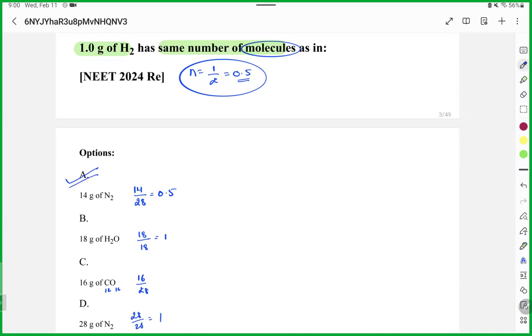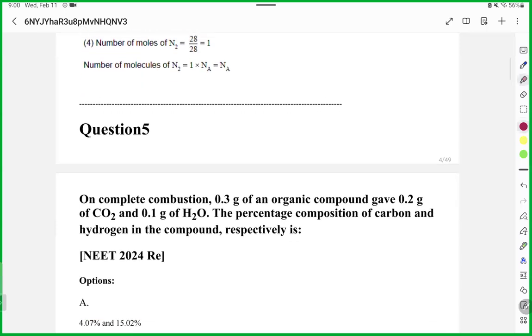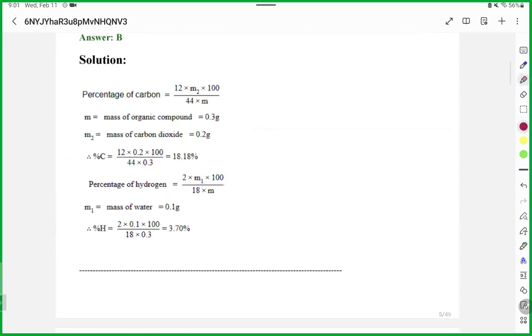Wait, how, sir? What is the number of moles in 1 gram of H2? Half. What is the number of moles in 14 gram of N2? Half. Okay, I did the opposite way. Remember, here we are talking about molecule, not atom. So don't do the atom thing. You don't need to do this. This is from a different chapter.